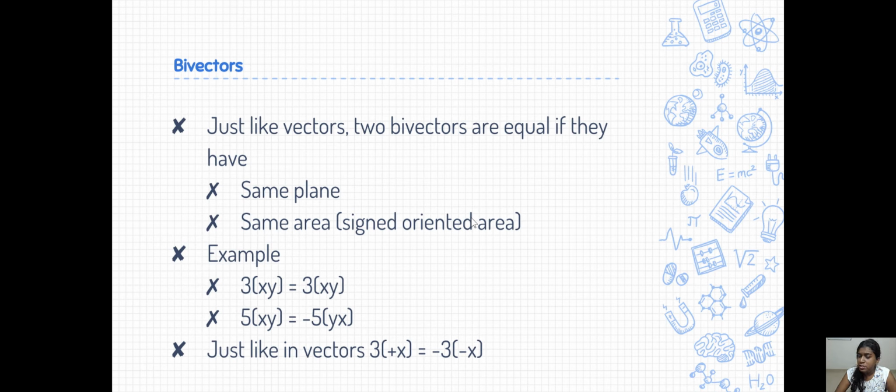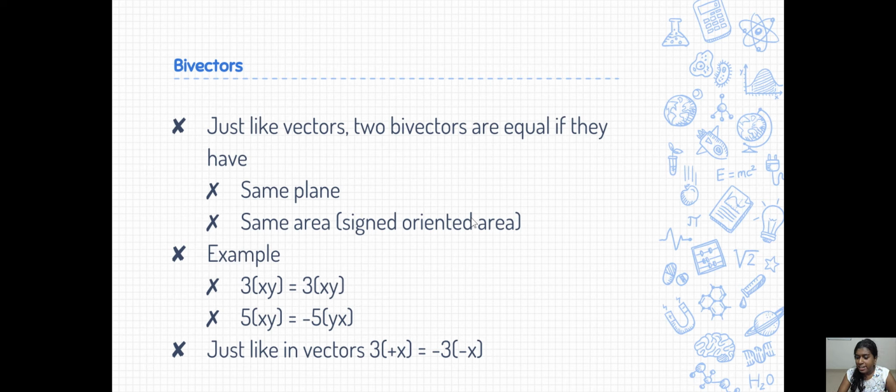So just like two vectors, two bivectors are equal if they lie on the same plane and they have the same oriented signed area. For example, 3xy is 3xy. It doesn't have to be a parallelogram or a square or a circle, doesn't matter, as long as it's the same area, they are the same.